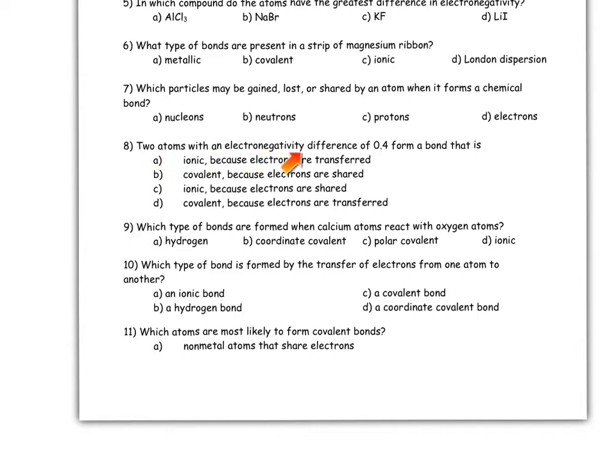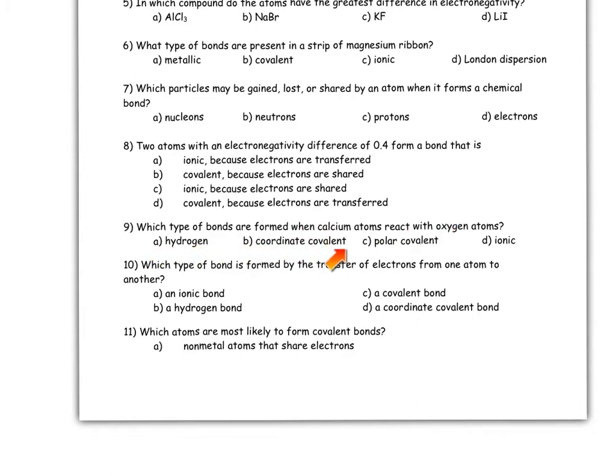Two atoms with an electronegativity difference of this, the bond that forms is what? Which of these, right? You're getting the same kind of questions that we've gone over in class. Which type of bonds are formed when calcium atoms react with oxygen atoms? Here again, you can figure it out. Calcium and oxygen. What's the electronegativity difference of the two?